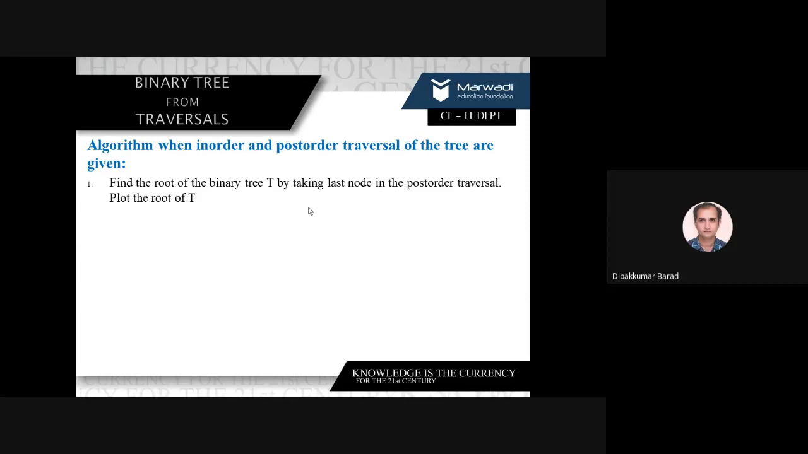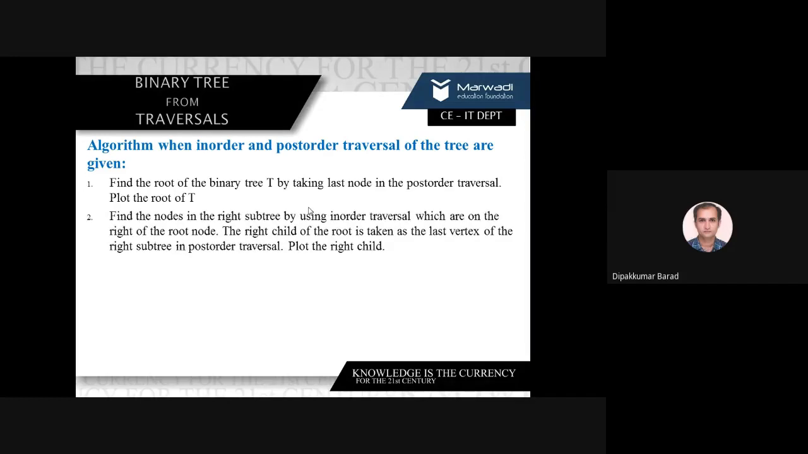So algorithm when in order and post order traversal of tree are given. Okay. Previously we have discussed for pre-order and in order. Now here we have in order and post order. So find the root of a binary tree T by taking the last node of post order. As we know that in post order, the last node represents the root of a binary tree. And find the nodes in the right subtree by using in order traversal, which are on the right of the root node.